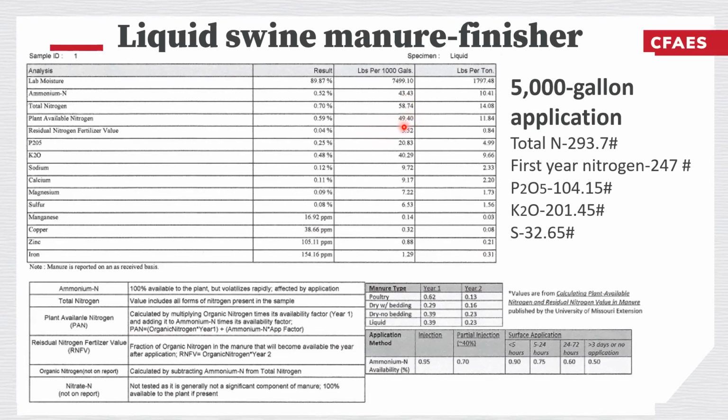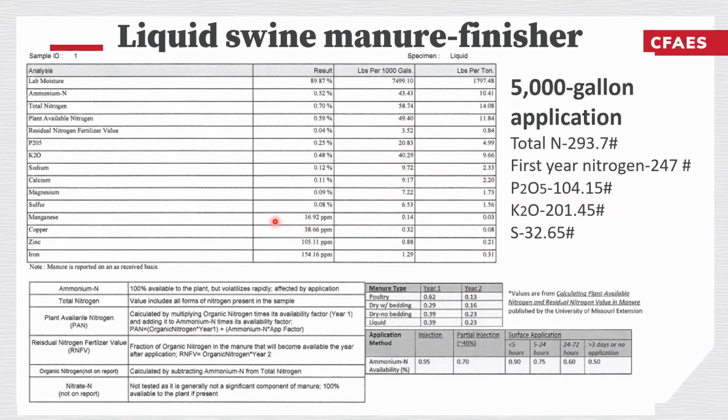Plant available, about 49 pounds plant available. The 58, since most of it's in the ammonia form, there's a little bit of organic that'll be released in that first year. So first year nitrogen, 247, because we can use from this report just this plant available number. P2O5, about 104 pounds of P2O5, pulling that off the 20.83 times 5. And then K2O, about 40 pounds of K2O per 1,000 times 5 to give us 201 pounds.